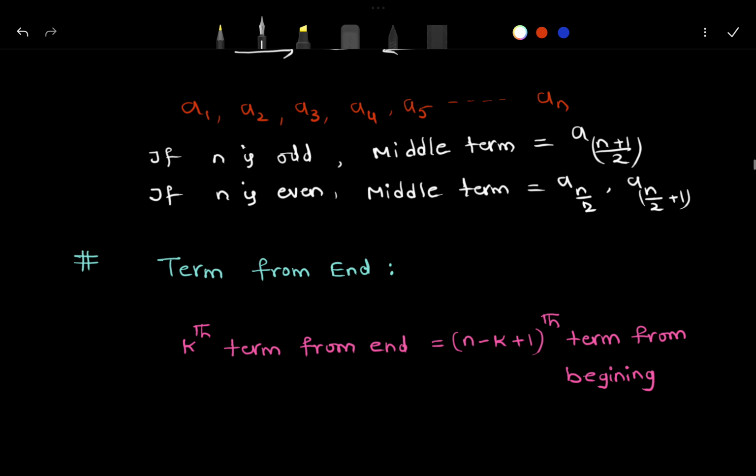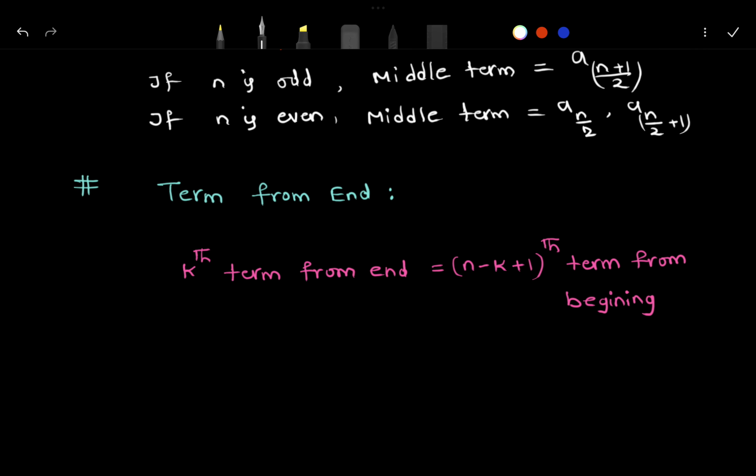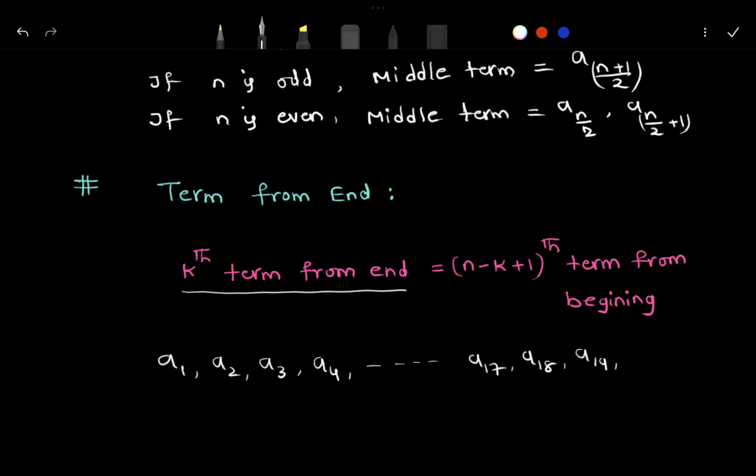The next concept is the term from the ending. What is the kth term from the ending? The formula is the n minus k plus 1th term from the beginning. For example, if you take a1, a2, a3, a4, and so on, a17, a18, a19, a20.